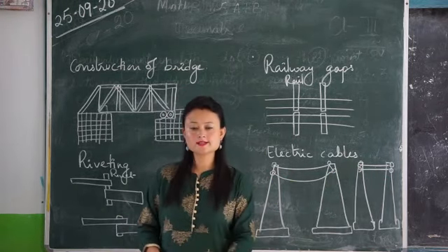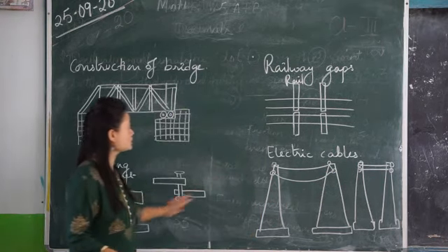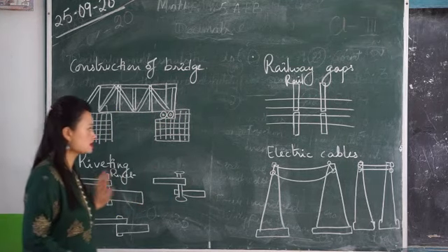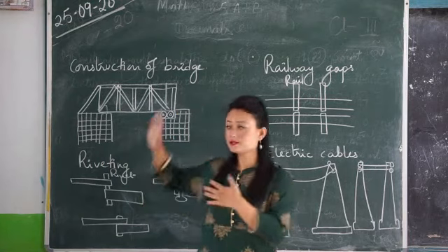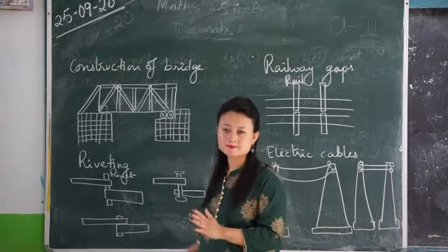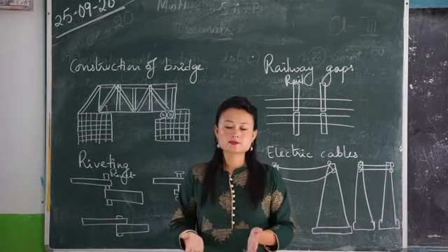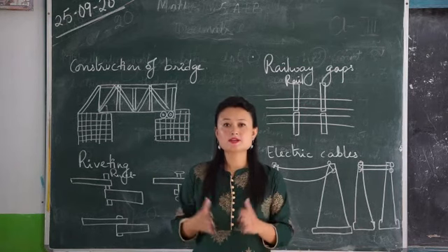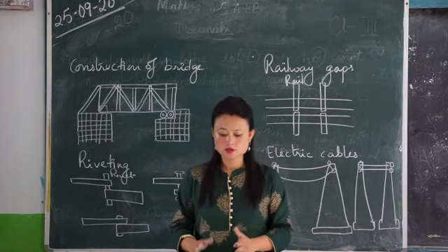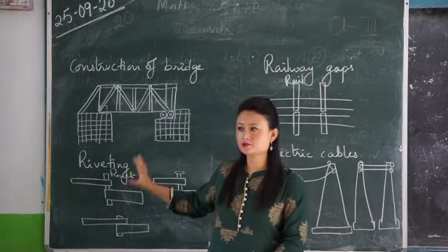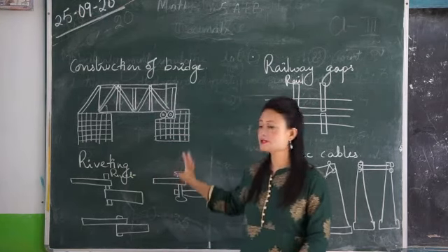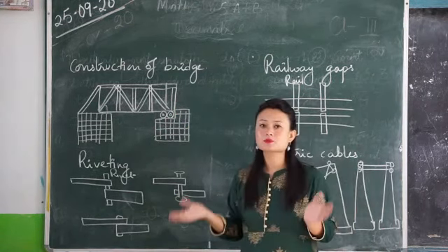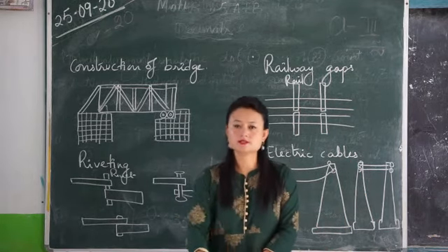So we'll continue more in the next class. We've learned about these four applications today: construction of bridges, railway gaps, riveting, and electric cables. The basic concept for all these applications is expansion of solids. Solids expand when heated, and solids contract when cooled. So on the concept of expansion and contraction, construction of bridges, railway gaps, riveting, and electric cables are considered.